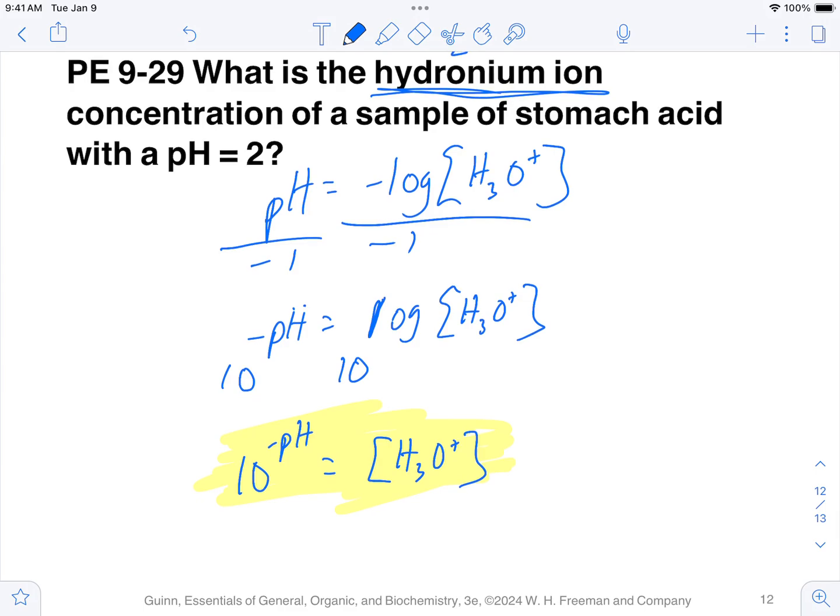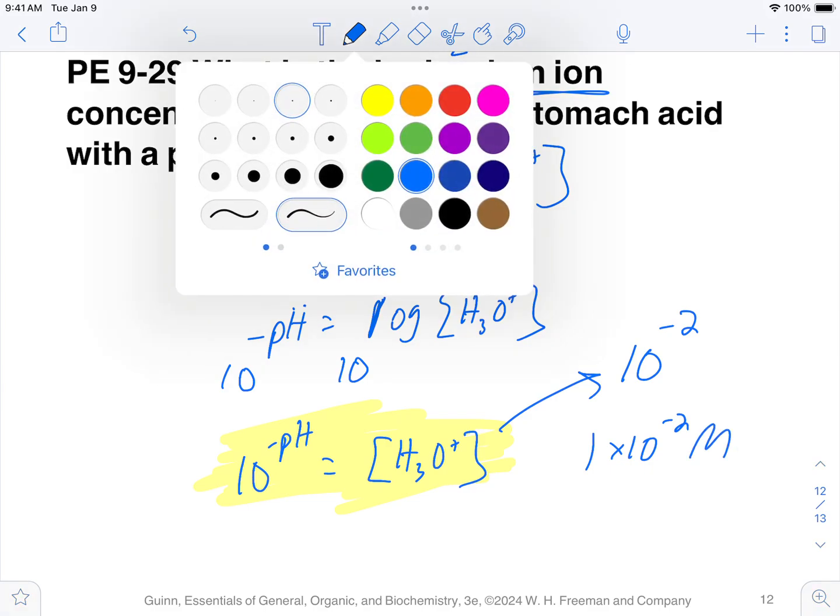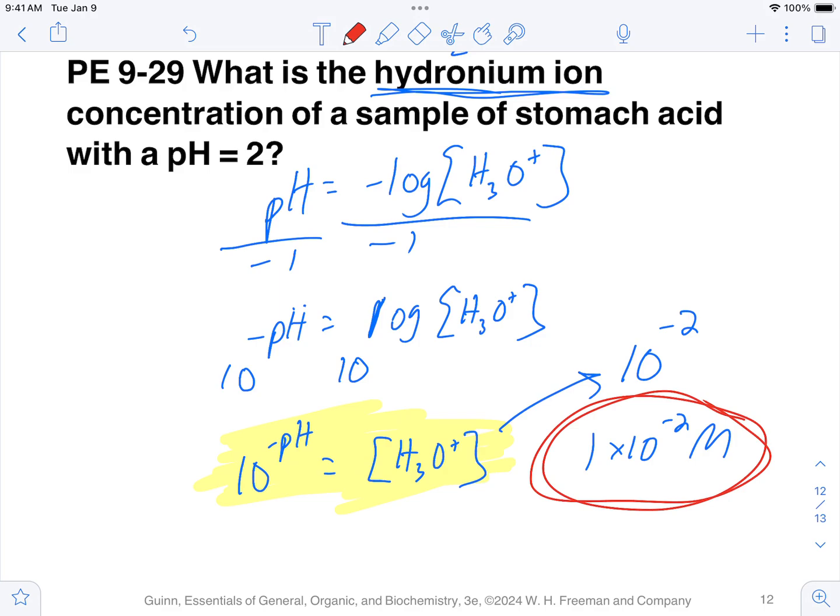So we have the pH of 2. To solve this, we're going to do 10 to the negative 2. That'll give us our answer of 1 times 10 to the negative 2 molar. That is our answer. That is our hydronium ion concentration.